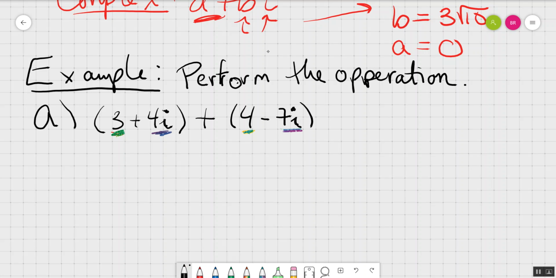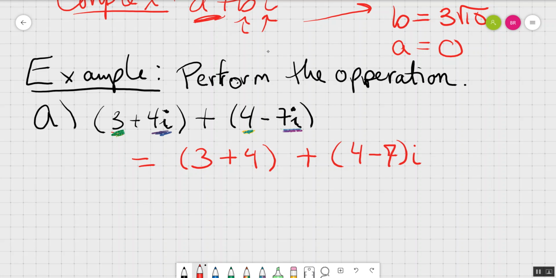Okay, so I'm going to rewrite this as grouping my like things together, 3 plus 4 plus 4 minus 7i. Wow, that 7's wild looking. I have to pause because I need to sneeze. Allergy season is not a fun season. So I'm adding my like terms together, my stuff without i's, and then my stuff with i's. Cool. And don't drop your negative. So I get 7, because that's 3 plus 4, plus 4 minus 7 will give me a negative 3i.